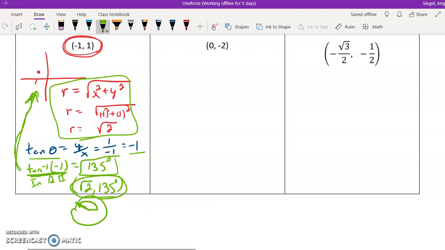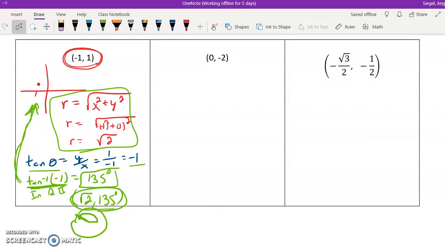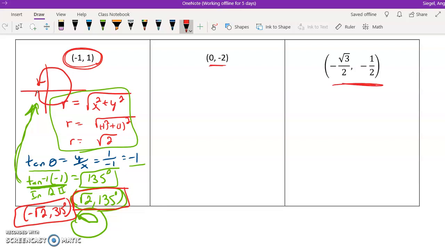So because it has to be between 0 and 360, let me change colors here. Negative square root of 2, and see what happens there. If we have a negative square root of 2, right here, we'd have to go all the way around the circle to make it positive. So let's do the math here: 315. So here are 2 possible coordinate points. So I want you to do these 2 and see what you get.